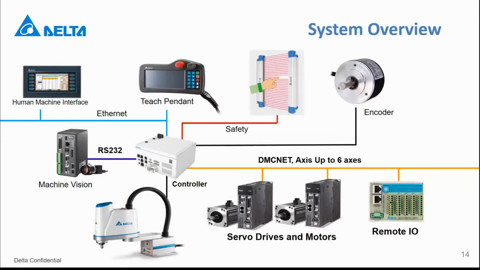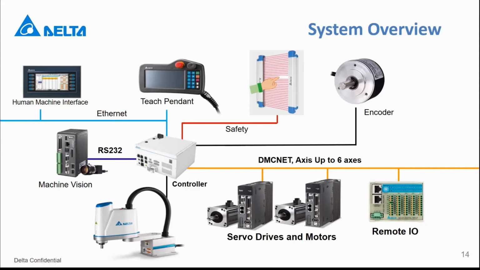And the next will be the system overview. So you can see this is our basic architecture. We have a robot arm here, which can be a SCARA or articulated robot. And then we have a controller here, and between them we use a cable to connect them to transfer power and encoder signals. And then on the panel of our cabinet, we have many different connectors. We can support many different devices or communication.